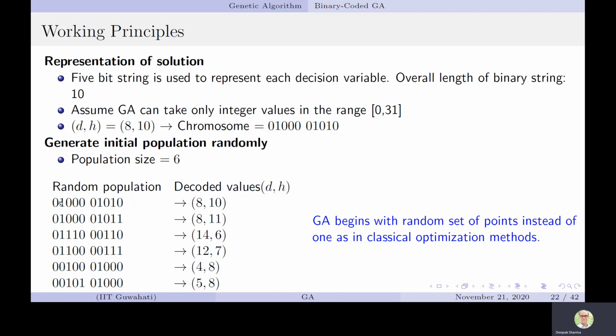As per our representation, first 5 bits will be used for diameter. If we decode it, we get value 8. Next 5 bits for solution 1, we decode it, we will get a height 10. Similarly, let us take solution number 2. Let us decode the first 5 bits. So diameter is 8. Next 5 bits, so height is 11. So that way we are decoding it. So the decoded values of diameter and height, as you can see, are 8, 10, 8, 11, 14, 6, 12, 7, 4, 8, 5, 8. So what you can understand is instead of one solution, we are actually starting with many solutions or points. And since there are many, we call everything a population.